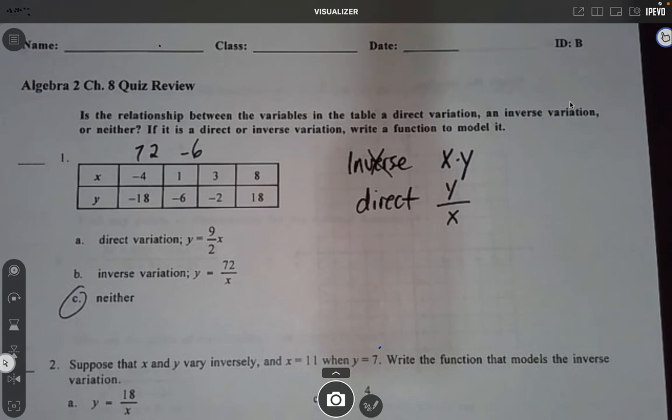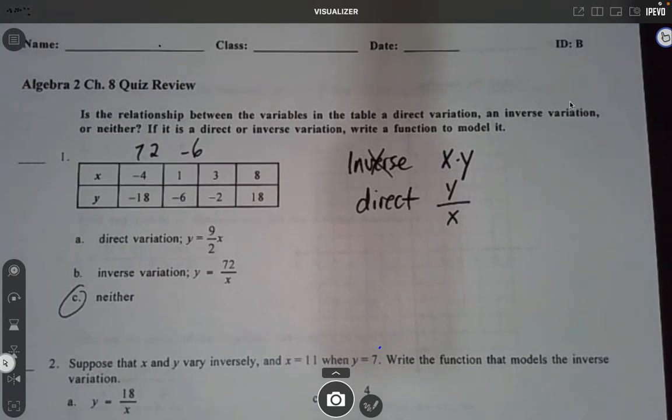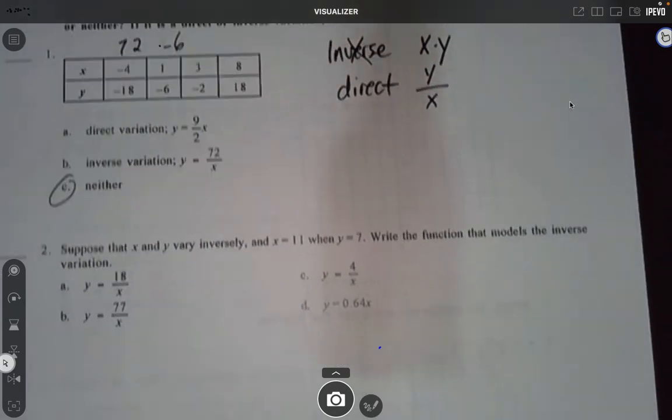So for direct, you have to divide them? Yeah. For direct, you would divide. For inverse, you multiply. Is everybody okay? Yes. All right. Let's move along to the next one.